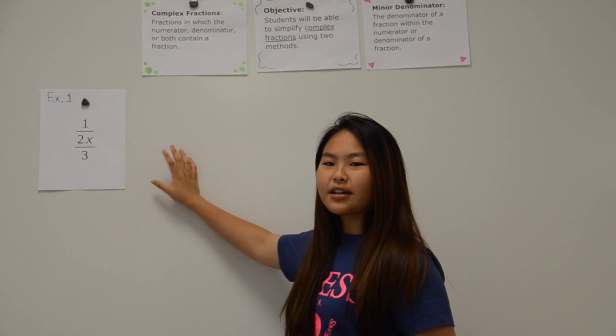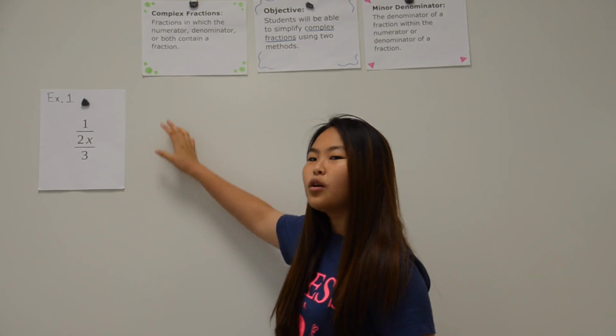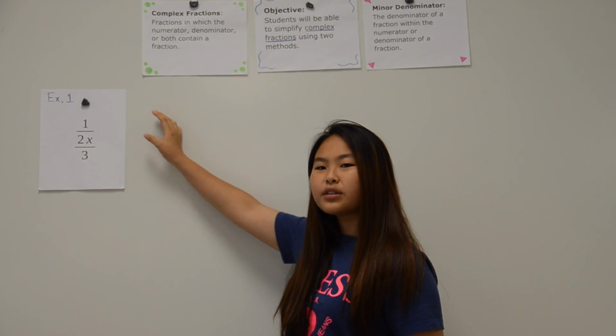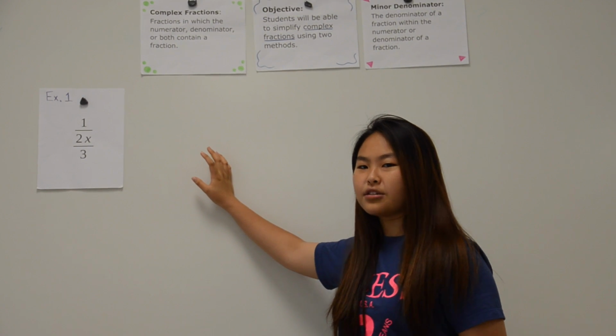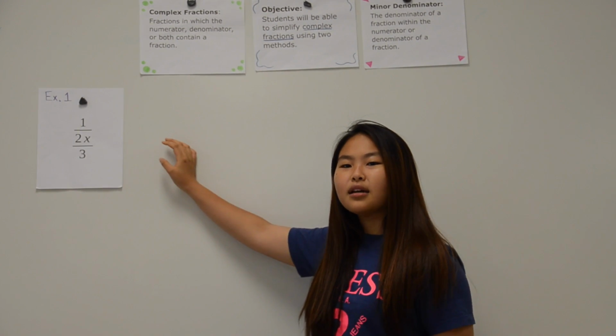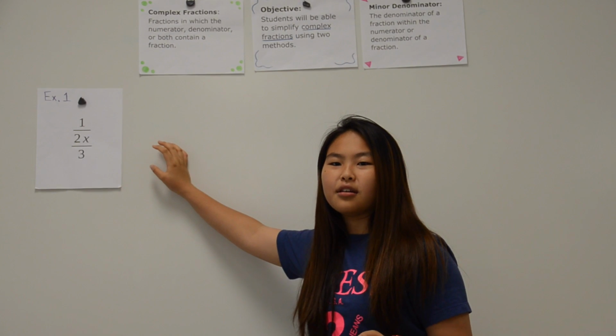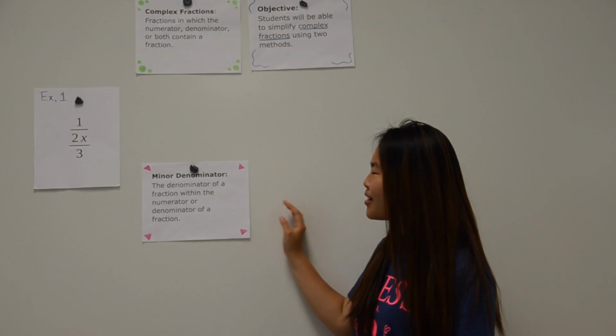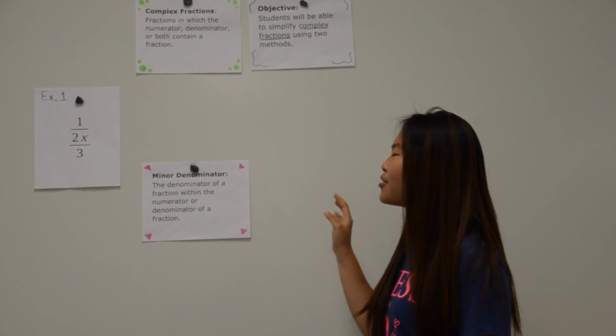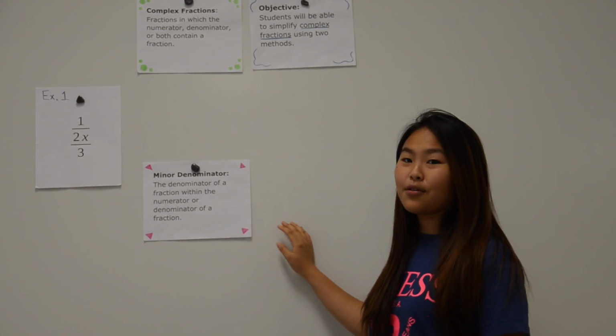This is a complex fraction because the fraction 1 over 2x is in the numerator. 2x is called the minor denominator because 3 is the denominator of the fraction as a whole. 2x is the denominator of the fraction in the numerator. Minor denominator is the denominator of a fraction within the numerator, or a denominator of a fraction.